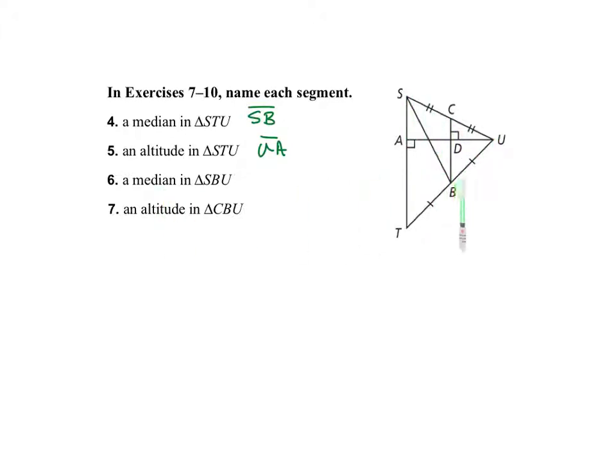I'm looking for the median, so that means that it starts on a vertex and it intersects the other side at the midpoint. So in this case, segment BC, and an altitude for CBU. CBU is this one right here. So my altitude is right there. I know it's this one because it's perpendicular to CB. So in this case, it is UD.